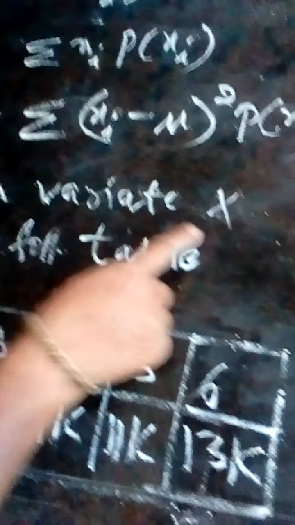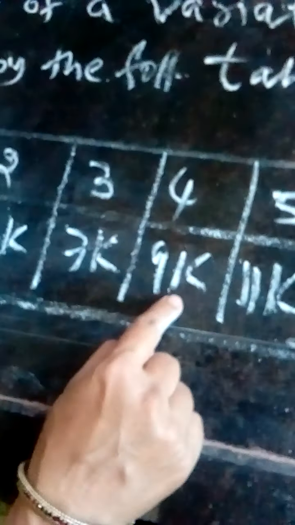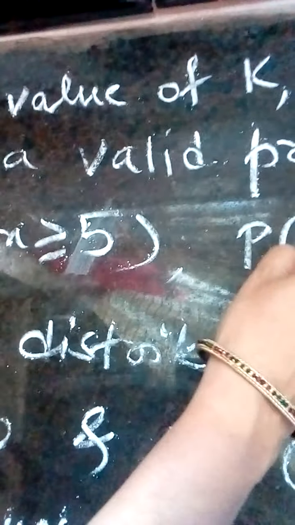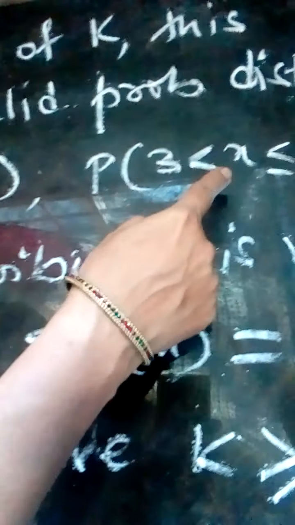The probability distribution function of a variate x is given by the following table. The values of x are 0, 1, 2, 3, 4, 5, 6. The values of p of x are k, 3k, 5k, 7k, 9k, 11k and 13k. Find k if this represents a valid probability distribution. Also find probability of x greater than or equal to 5 and probability of x between 3 and 6.